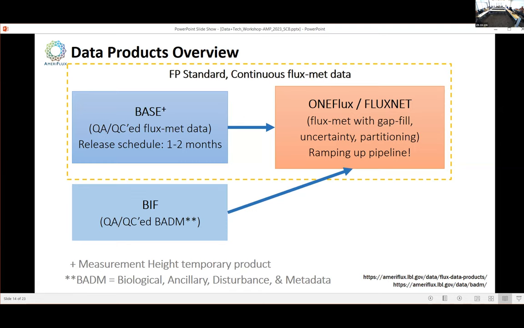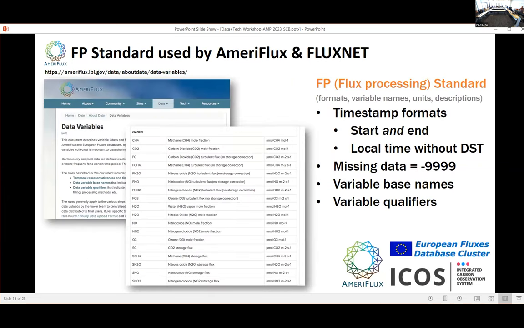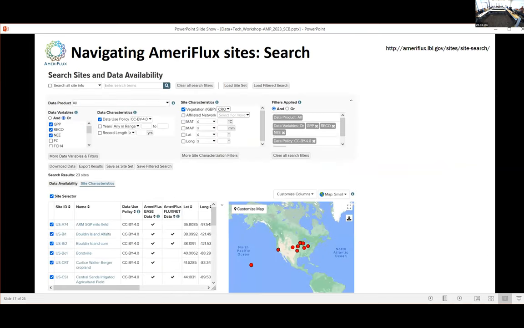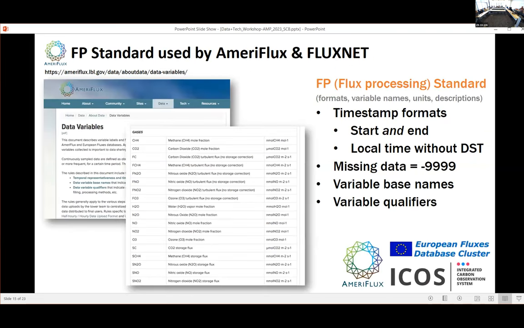BIF is a format that we put out for BADM. BADM is kind of hard to work with, so we are experimenting with different things all the time. If you have feedback, let us know. And this is the ONEFlux standard I was talking about earlier. The BASE format and the FluxNet format both use this format. It's on the website. There are different descriptions of different variables and how to go about it. It's time series data, and there are ways to label missing data. Then there are the names of the variables and the qualifiers depending on where your sensors are.